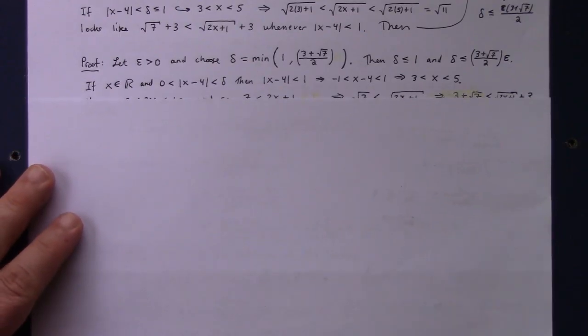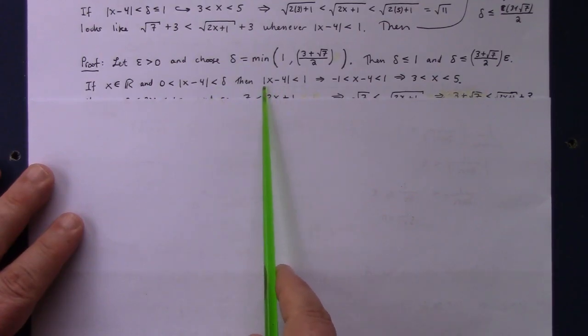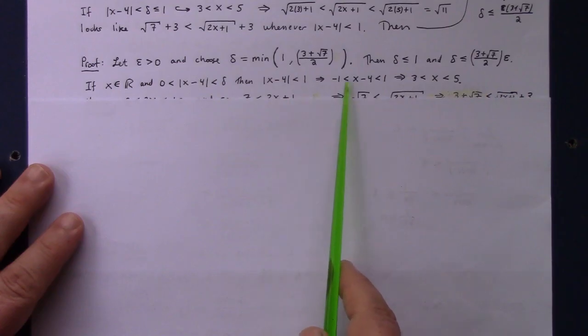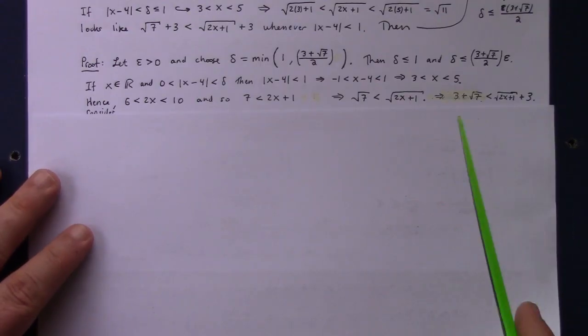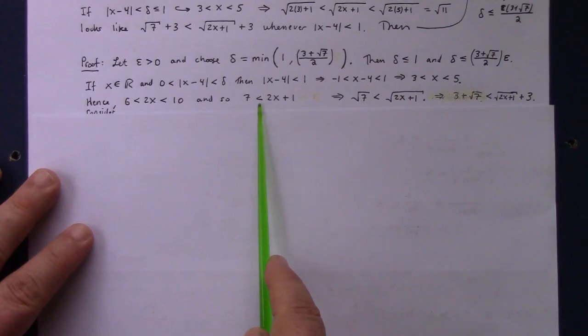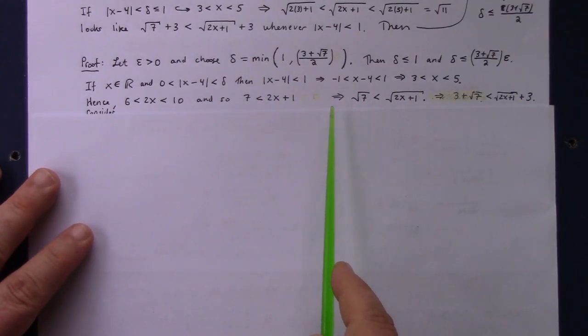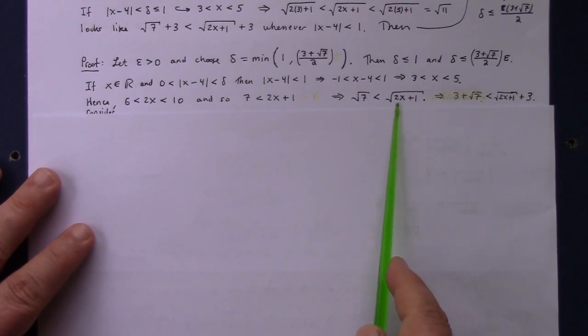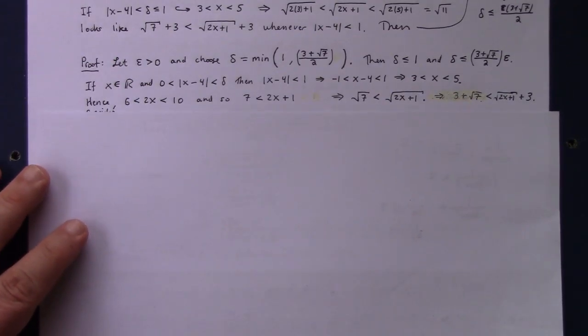So, if x is a real number, and 0 is less than the absolute value of x minus 4 less than delta, then the absolute value of x minus 4, of course, is less than 1, which implies this, which implies that, which then, multiplying by 2 gives me 6 less than 2x less than 10, and so 7 is less than 2x plus 1. Remember that the square root is an increasing function, so the square root of 7 is less than or equal to the square root of 2x plus 1, which says that 3 plus root 7 is less than or equal to the square root of 2x plus 1 plus 3.